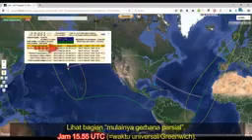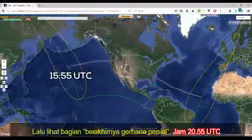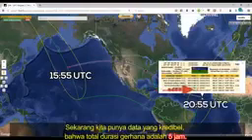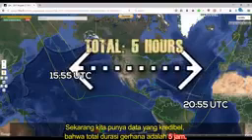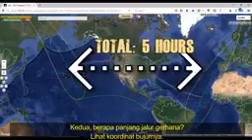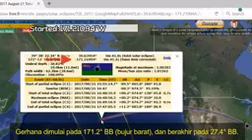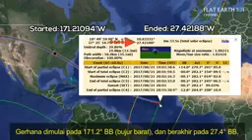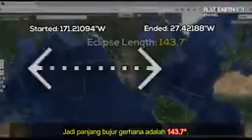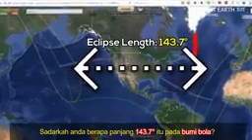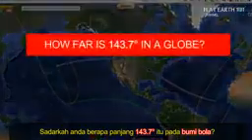See the start of partial eclipse, it's 1555 UTC. Then the end of partial eclipse, 2055 UTC. Now we have credible data that total eclipse duration is 5 hours. Secondly, how far is that eclipse length? Take a look at the longitude. It started at 171.2 degrees west and ended at 27.4 degrees west. The eclipse length longitude is 143.7 degrees. Do you realize how far is 143.7 degrees in a globe?